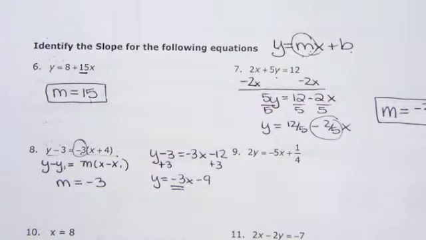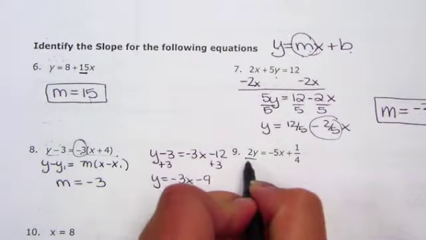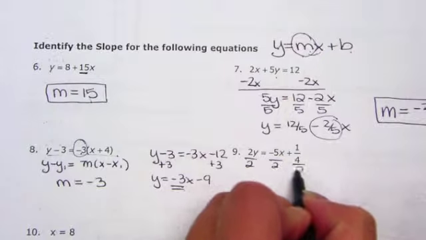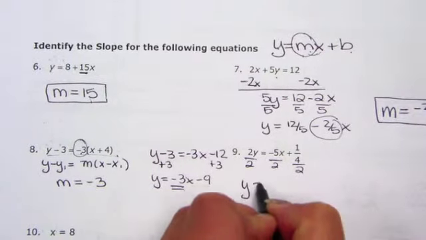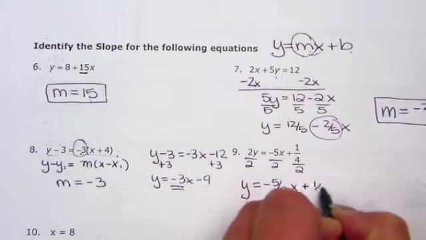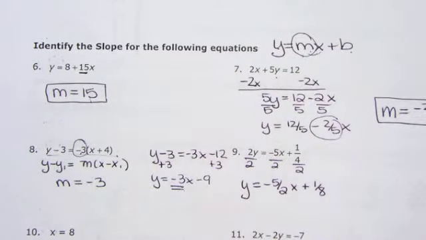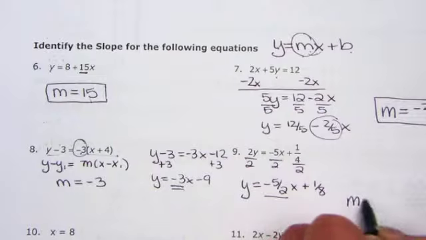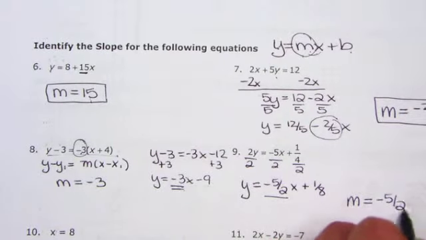Welcome back. For problem number 9, you should have divided everything by 2. When you do that, this is your result, and you can see that you have a slope of negative 5/2.